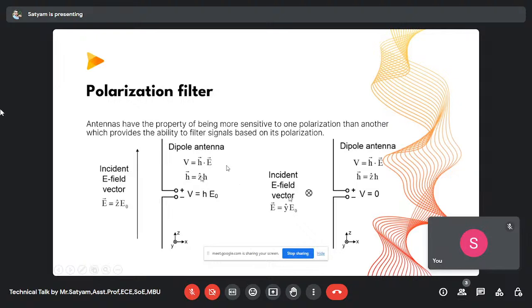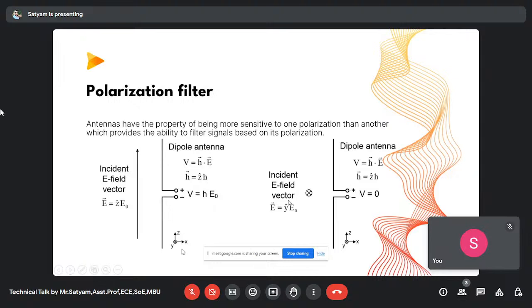In the second case, E is along the y direction, and h is still along the z direction only. That is why you see this cross, along the y direction. So here there is a directional mismatch. E is along y and height is along z. z cap dot y cap is 0. That is why the terminal voltage is 0. Whatever wave is coming here, my voltage at this point is 0 only. I'm not getting anything.